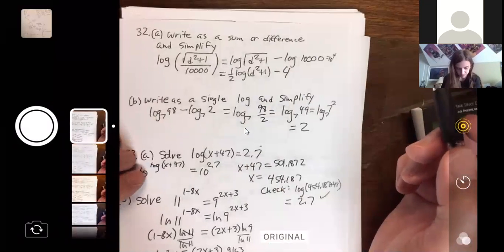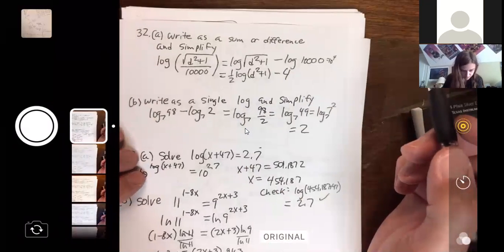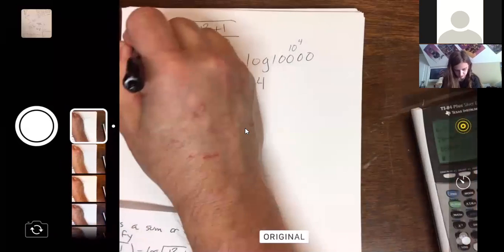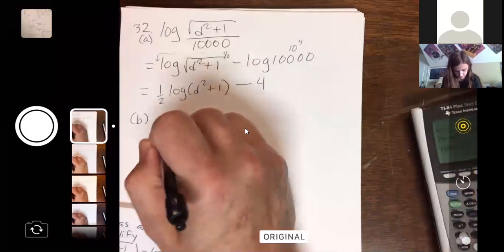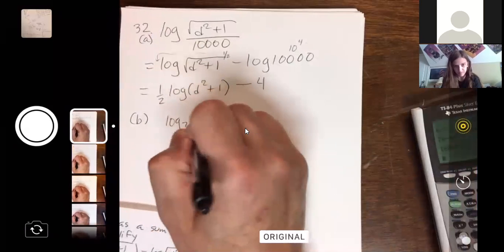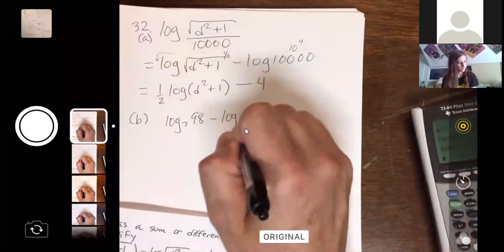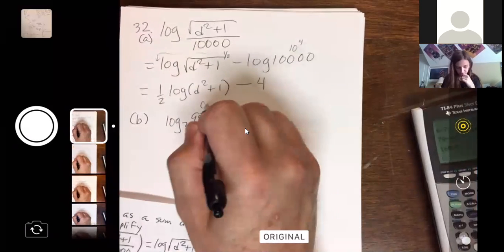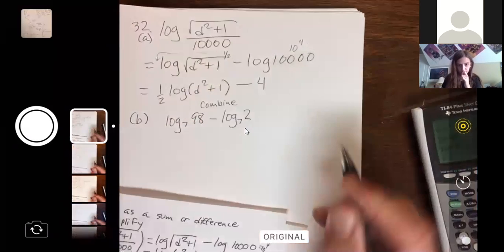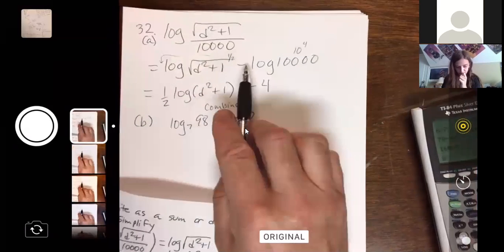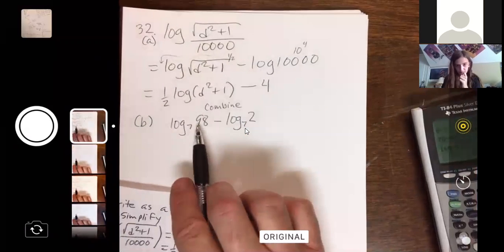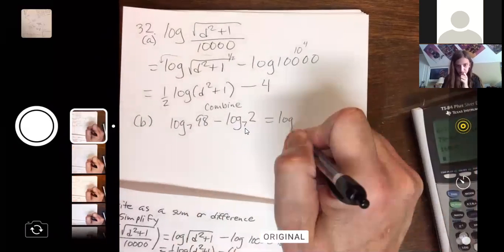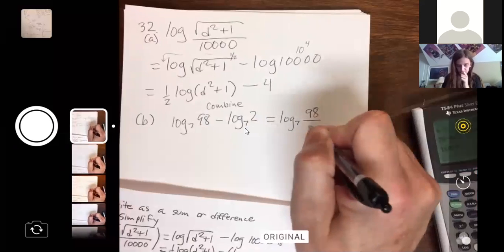All right. Did you want to see B? Yeah. Okay, B is kind of the backwards problem. This was A. B takes log base 7 of 98 and subtracts log base 7 of 2. You really want to just combine this. Well, you see up here, log of top minus log of the bottom, which means it combines back. Positive one's on top, the negative one's on bottom.